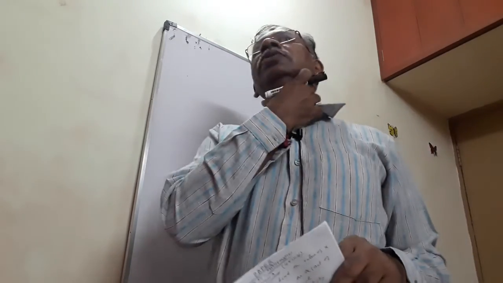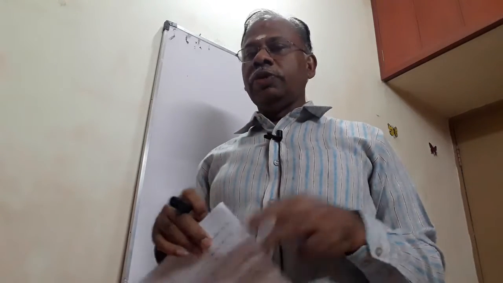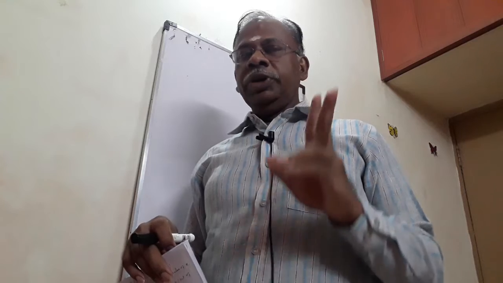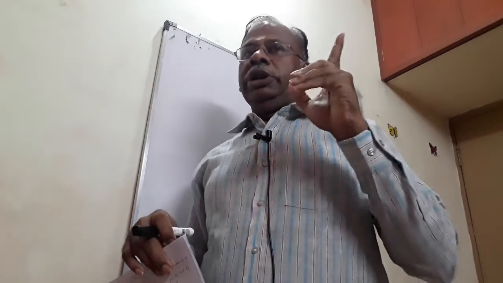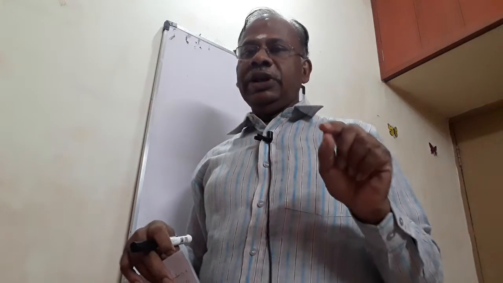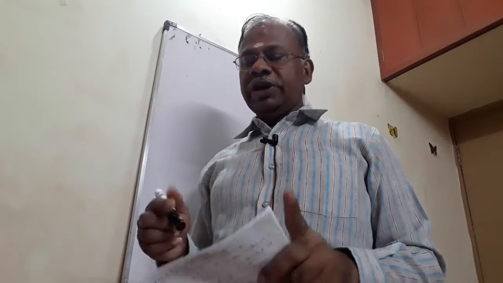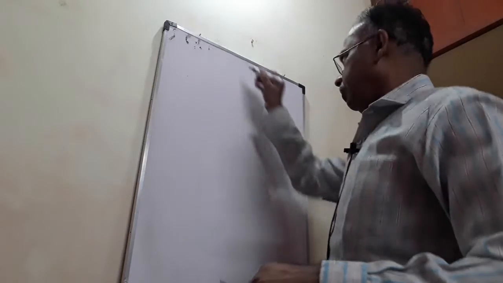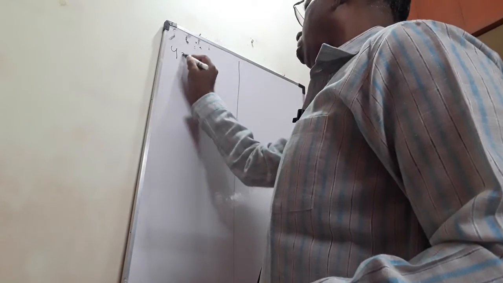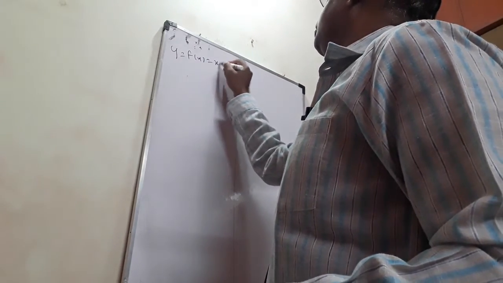A function y equal to f of x should be continuous in the closed interval [a, b]. It should be differentiable in the open interval (a, b). Then f of a should be equal to f of b. Then there should exist at least one c in the open interval (a, b) so that f dash of c is equal to 0. That's the condition.